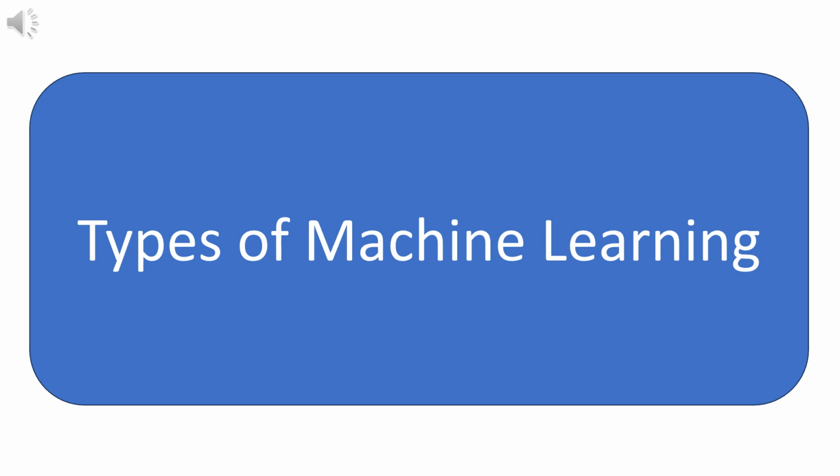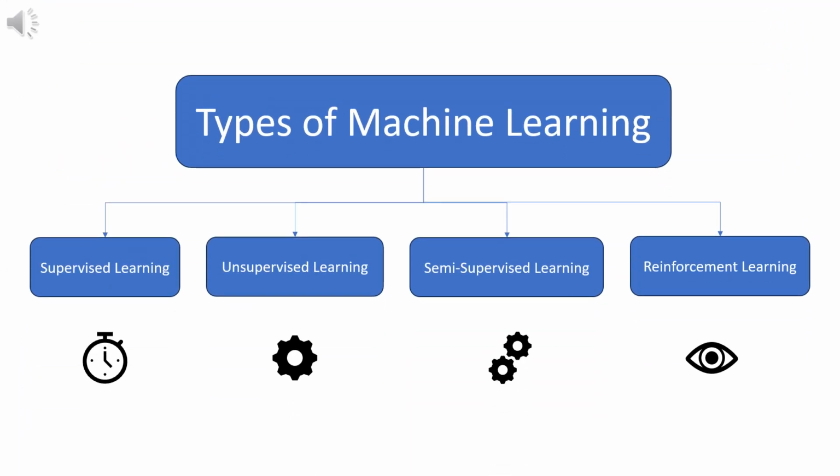Today's discussion topic is types of machine learning. There are 4 types of machine learning. They are as follows: supervised machine learning, unsupervised machine learning, semi-supervised machine learning, and reinforcement machine learning. Let's discuss more then.